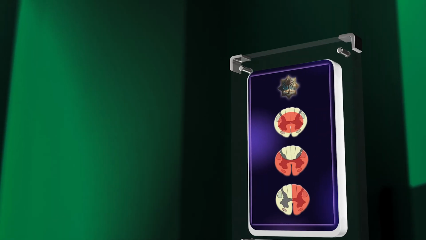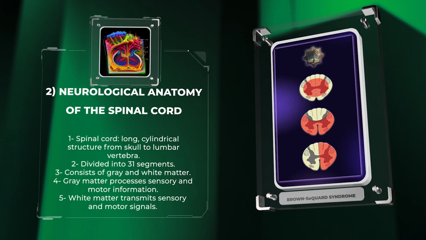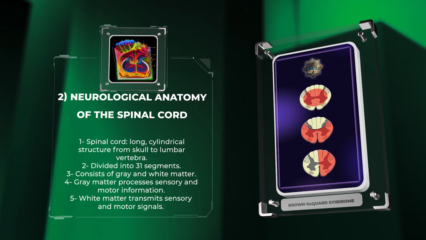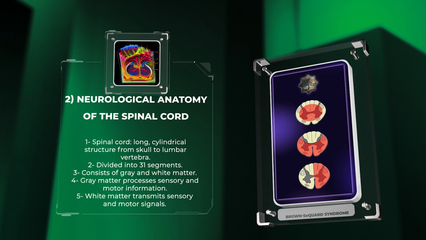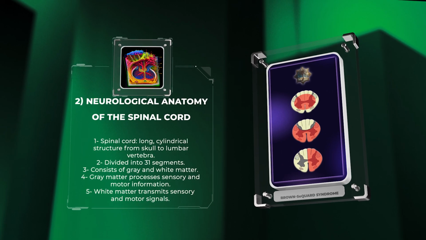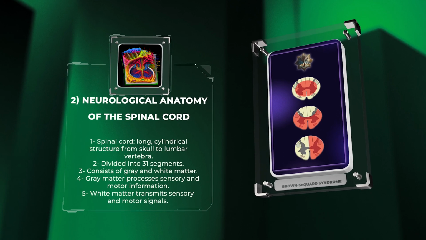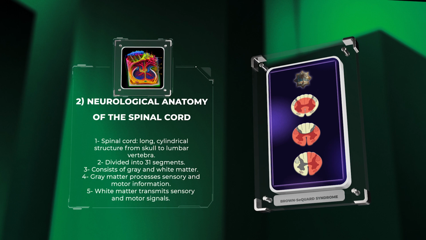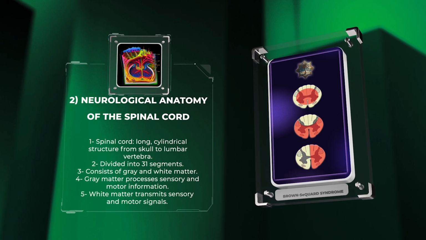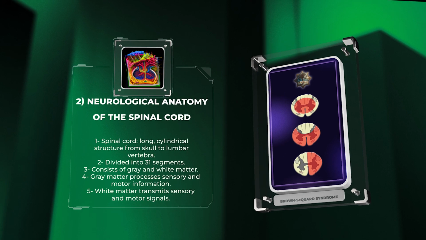To understand Brown-Séquard syndrome, it is important to have a clear understanding of the neuroanatomy of the spinal cord. The spinal cord is a long, cylindrical structure that extends from the base of the skull to the first lumbar vertebra. It is divided into 31 segments, each associated with a pair of spinal nerves, and it consists of both gray and white matter. The gray matter of the spinal cord is arranged in a butterfly-shaped pattern and contains neurons responsible for processing sensory and motor information.